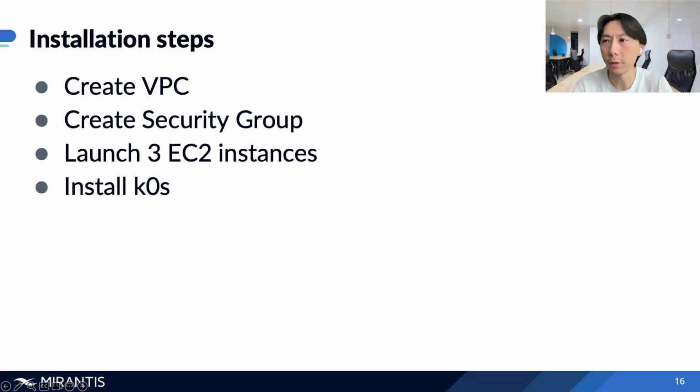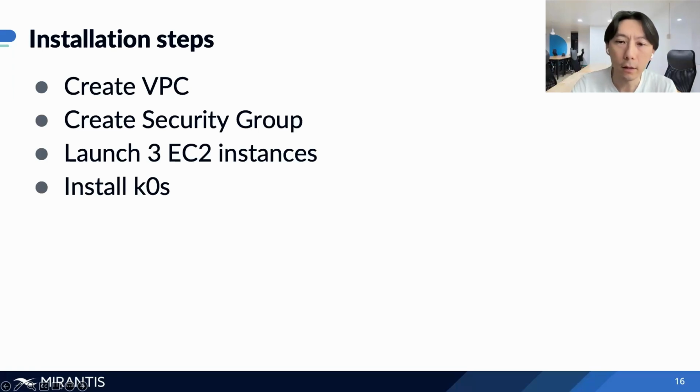So the installation steps will be relatively straightforward. We'll create a VPC so that we can talk to each other. We'll create the security group so that we have all the access controls and everything set up. We'll launch 3 compute instances, 3 EC2 instances, and then we'll install K0s on top of that, and then make sure that the end user has access to the Kubernetes cluster, which means gaining access to the kube config file, essentially, at the end of the day.